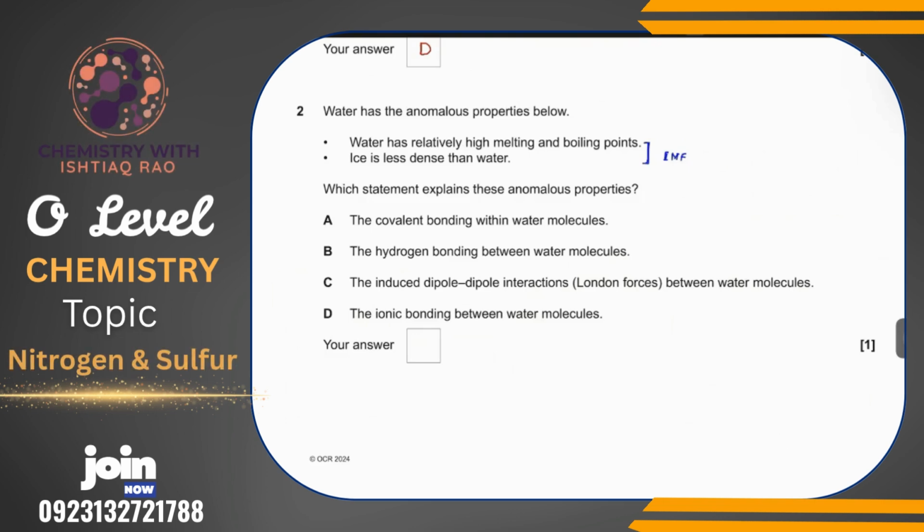Then D, the ionic bonding between the water molecules. Can you tell me why D is wrong? What's the definition of ionic bond? Electrostatic force of attraction between oppositely charged ions, and we also know that ionic bond is only formed between a metal and a non-metal. In water, there is no metal. Both are non-metals, so this is going to have a covalent bond. A is wrong. C is wrong. D is wrong. Of course, the answer is B. Then question three.